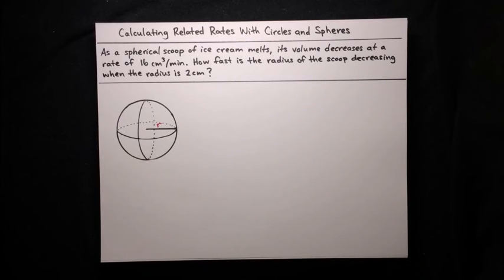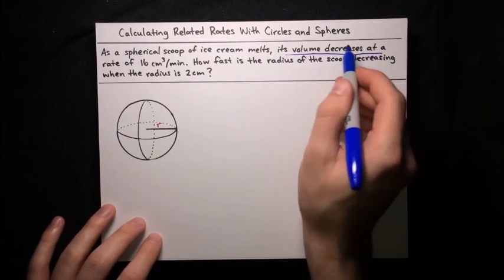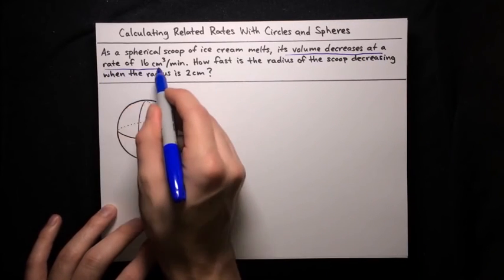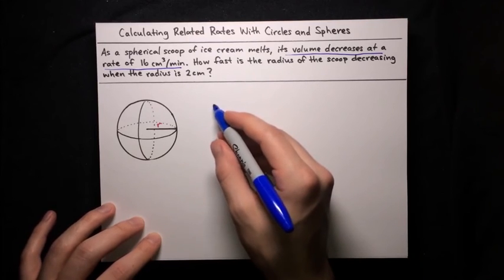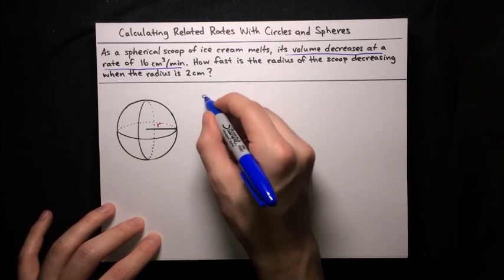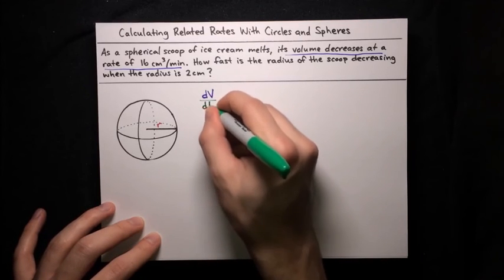But now this is a volume problem rather than an area problem. So how do we do this? Well, the answer is it's really just the same method that we did for related rates with circles. First of all, we collect our given information. We're told that the volume decreases at a rate of 16 centimeters cubed per minute. So that gives us the rate of change of volume with respect to time. So that gives us the derivative dV over dt.